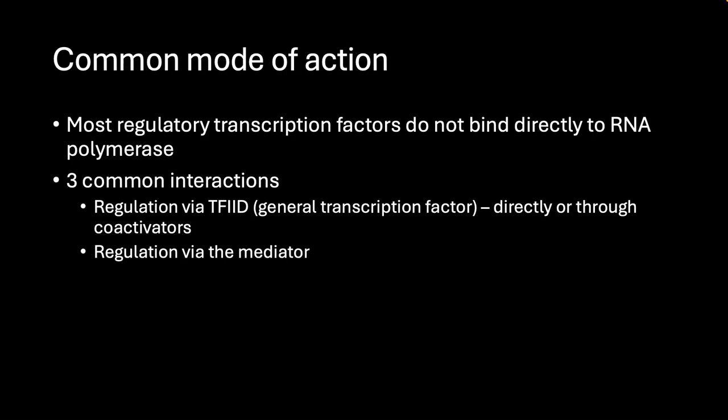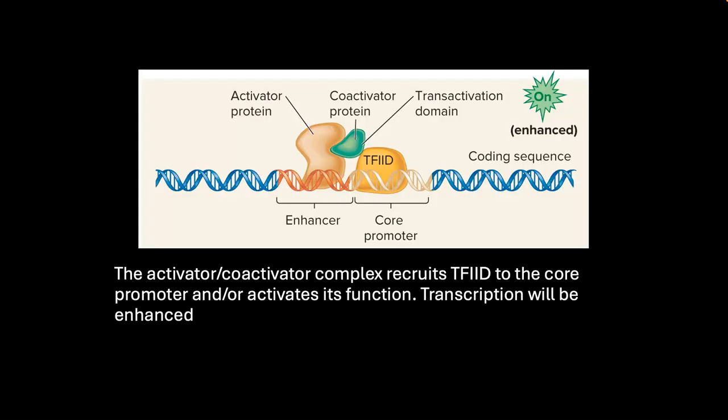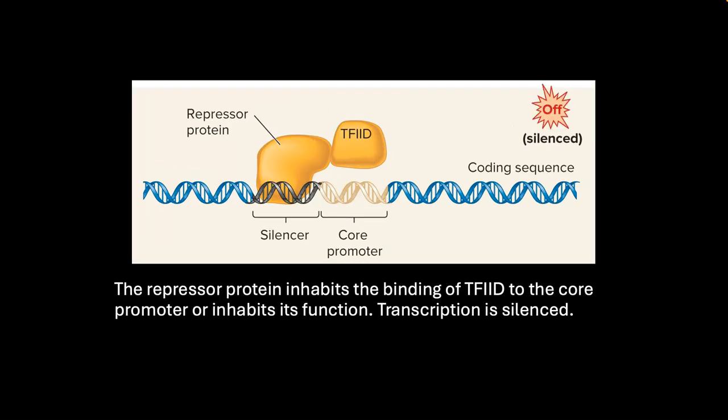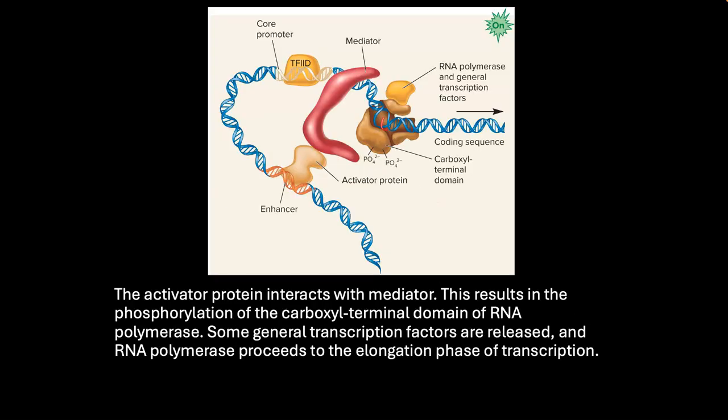While we've established how complex this process can be, let's zoom back in on the regulatory transcription factors for a moment and look at two common modes of action for these elements. The first is regulation of the general transcription factor directly or through co-activators. In this mode, the binding of our core transcription factor complex will be either enhanced, as seen here, or repressed, as seen here. In this figure, the repressor protein is blocking the binding of a transcription factor to the promoter.